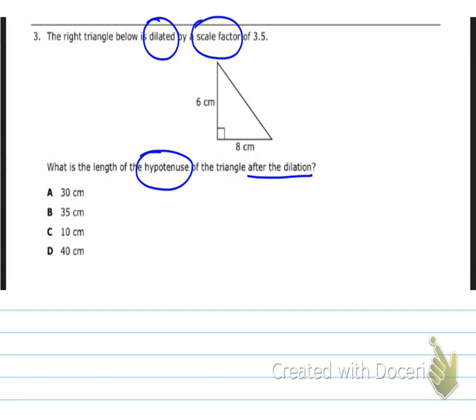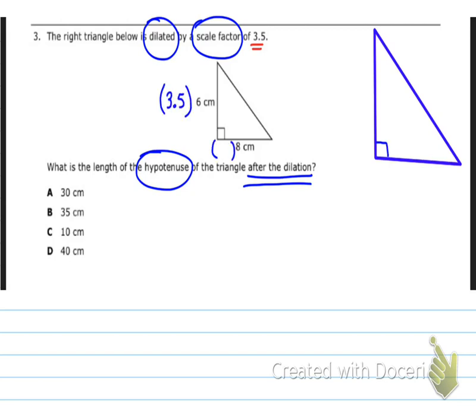So there's a lot of routes we can go. This is the route that I'm going to take. I'm going to dilate it. Right now I know that it gets bigger because my scale factor, the 3.5, is greater than 1. So whatever it is, it's going to be bigger. Now again, how do you use your scale factor? You multiply with it. So what I'm going to do is I'm going to multiply 3.5 times the sides. And what I'm going to end up with is 21 as my new height and 28 as my new base.